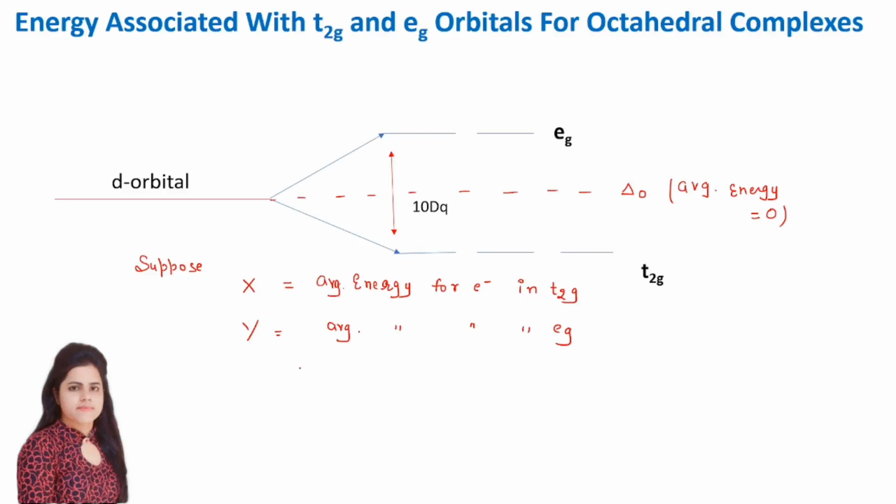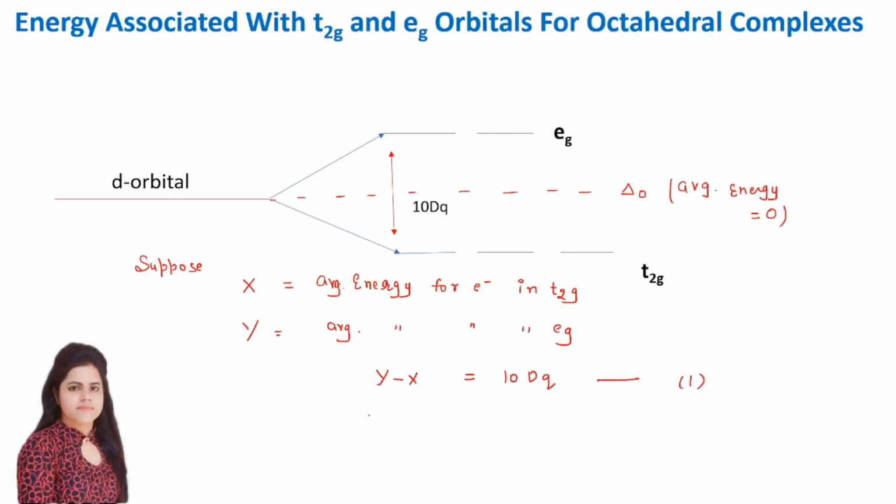Now the next thing is we have to create an equation, and according to this equation we have to take this energy gap. That equation will be y minus x equals 10 Dq. y is the energy for the eg orbital and x is the energy for the t2g orbital, and that difference is 10 Dq. That is your first equation.